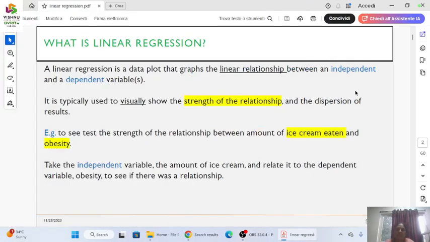Hello everyone. This is the CBC class 3, continuing the same correlation and regression class. Here we are going to concentrate especially on linear regression. Before going to the topic, we need to know what linear regression is.